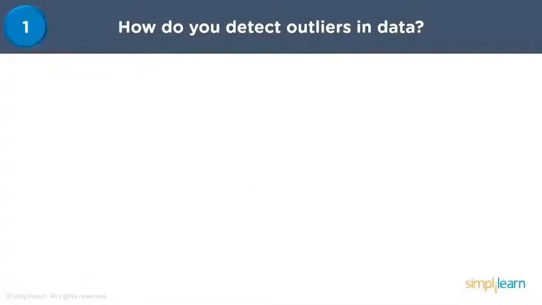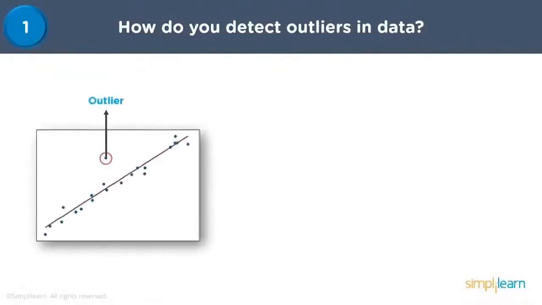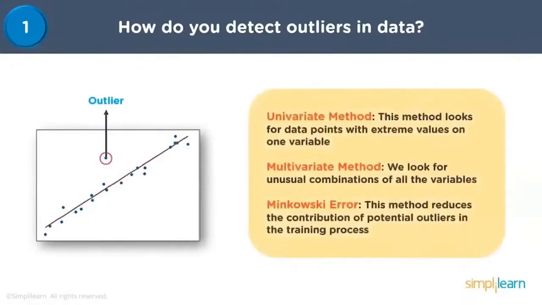The first question is how to detect outliers in data. So in data analytics and machine learning, you often find data points that lie at an abnormal distance from other points in a random sample from a population. Those are called outliers. Now, outliers in data can significantly impact any prediction analysis. There are majorly three different methods to treat outliers.